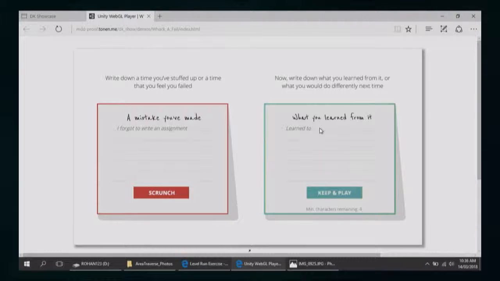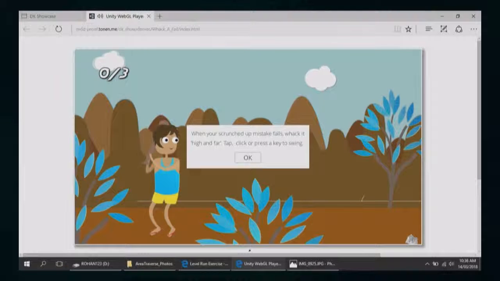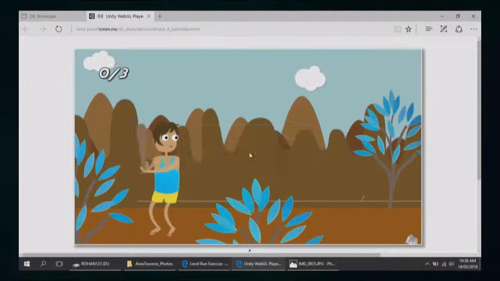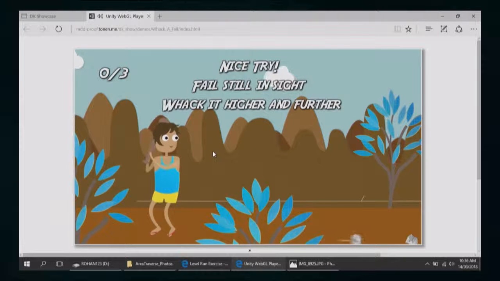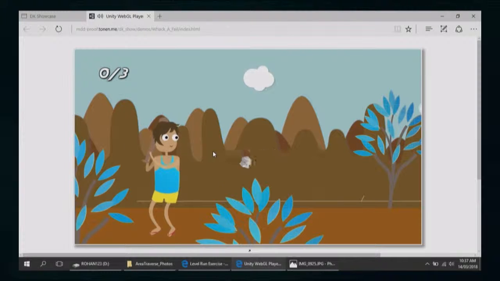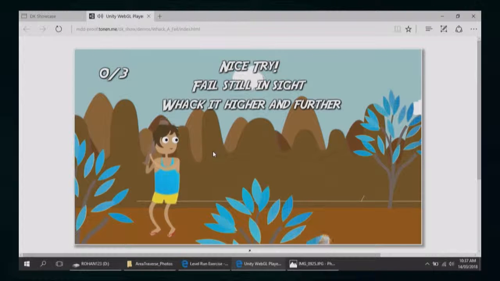Learn to set reminder dates. And the whole idea was to give students a chance to whack their fails. Not sure how effective it will be, but this was it. You scrunch your mistake and you whack your mistake and try and tell yourself, yep, I've learned from it, I'm going to learn from it. Well, I haven't learned so far, have I? Let me try one more. Okay, I'm bad at learning.